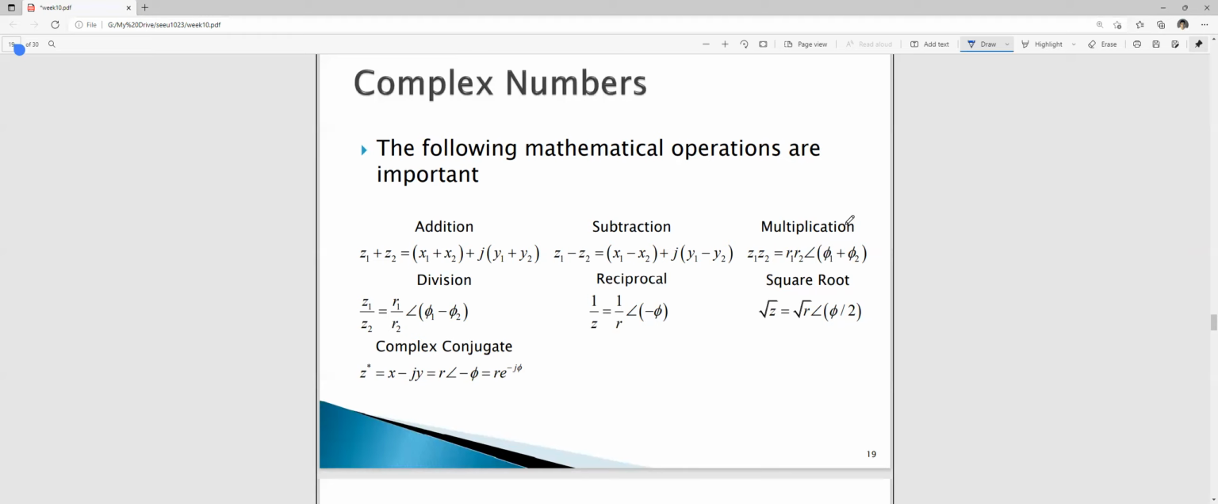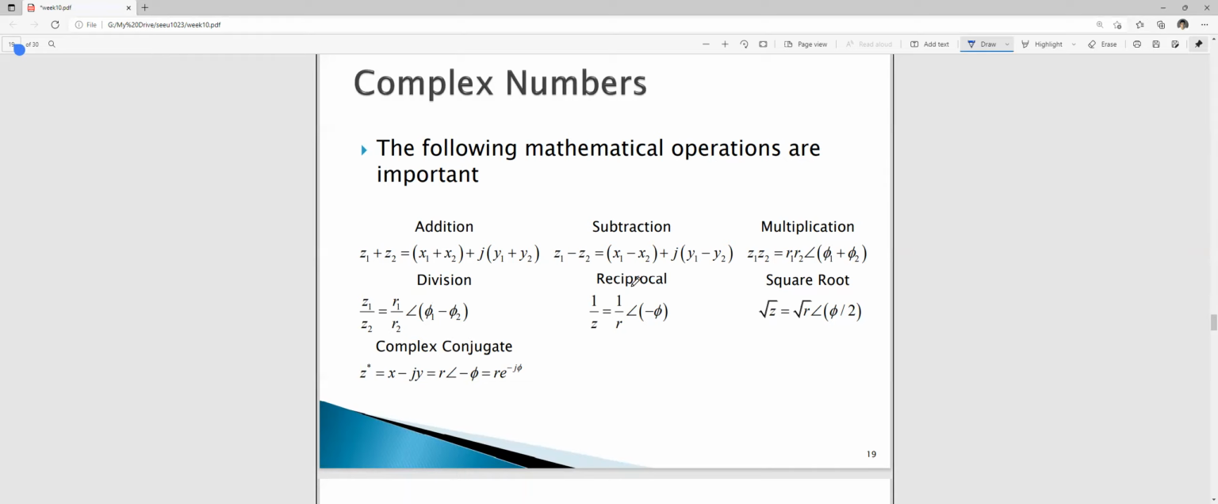For multiplication, if you want to multiply complex numbers, you need to multiply the magnitude values, but the angles you need to sum. For division, z1 over z2, you need to divide r1 over r2, the magnitude, and the angles must be subtracted.